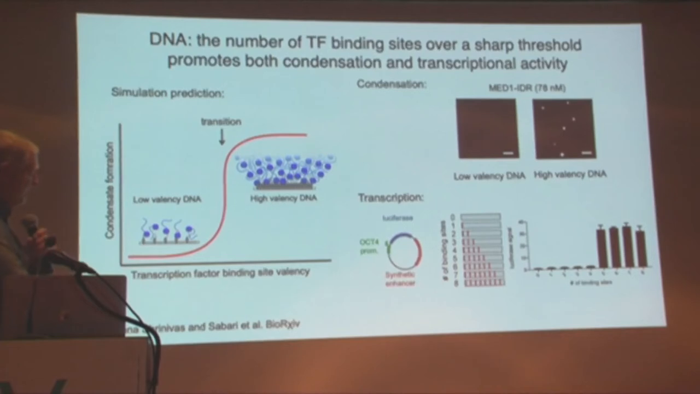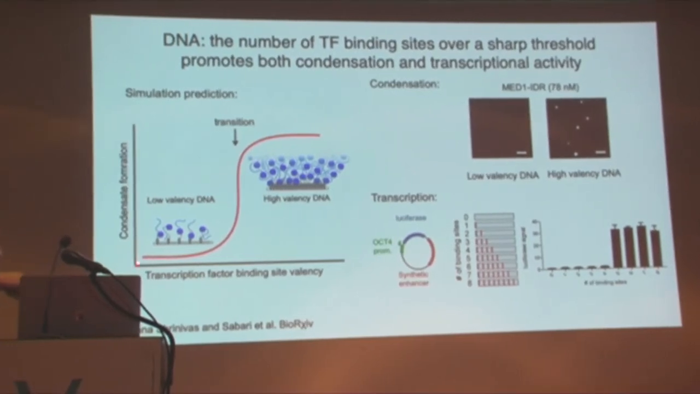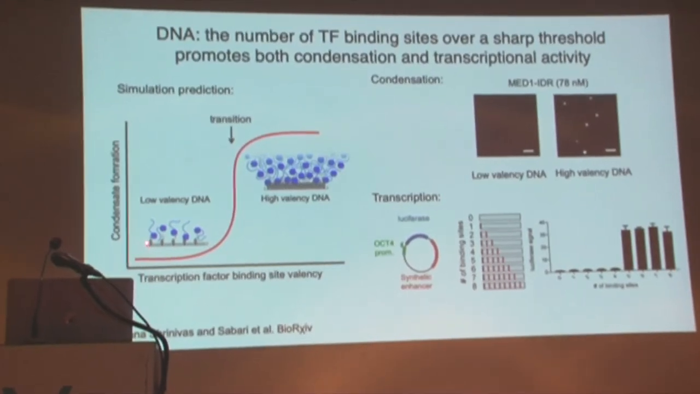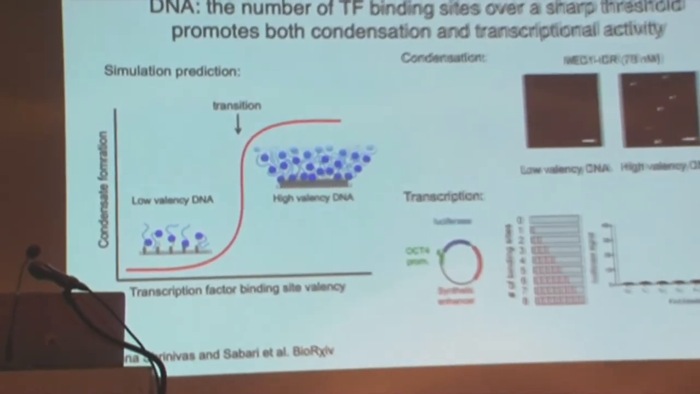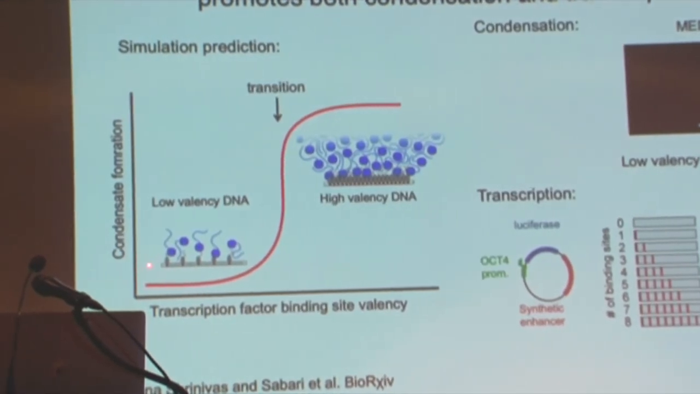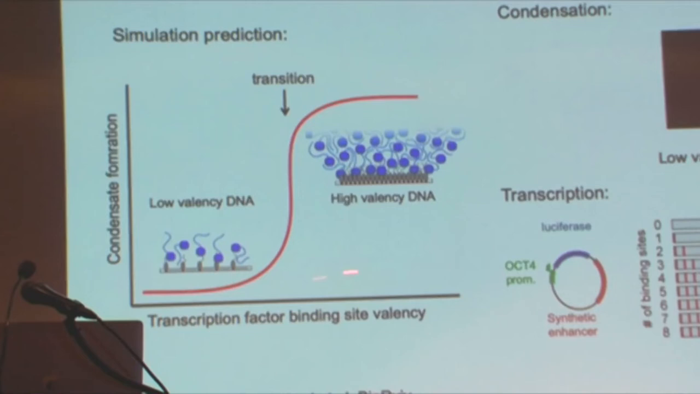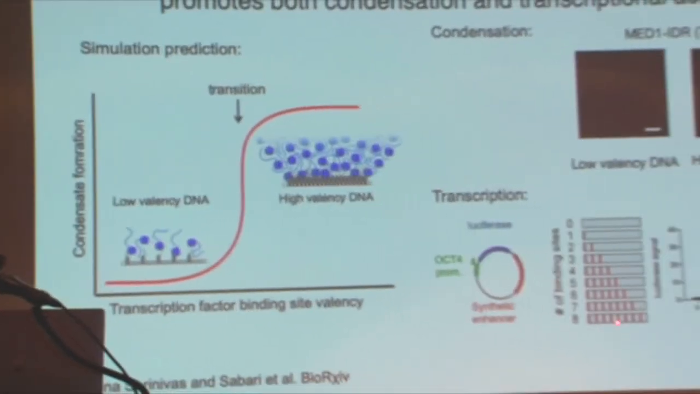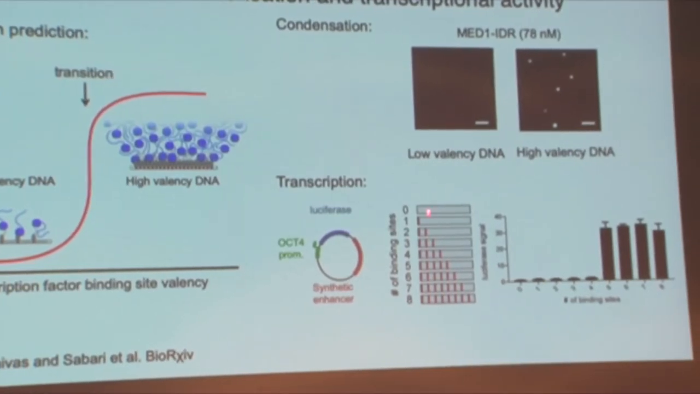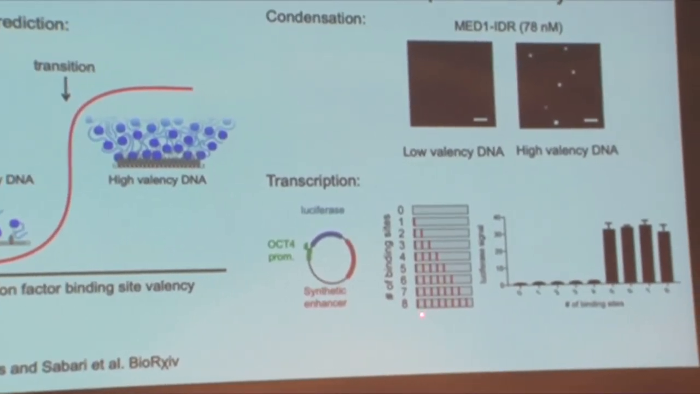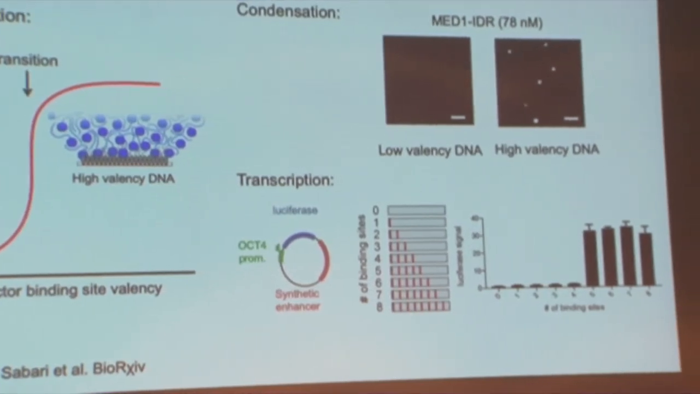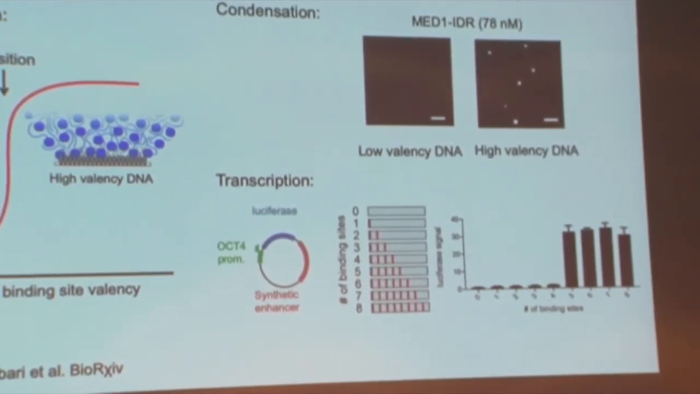So the idea here was to take a DNA molecule that we would synthesize, and we can introduce it into cells, or we can look at this DNA molecule in test tubes, and to sequentially increase the number of binding sites for a specific transcription factor. So you have this represented here, where we go from 0 to 8 binding sites within about a 300 base pair segment of DNA. And "we" means Krishna and Ben.